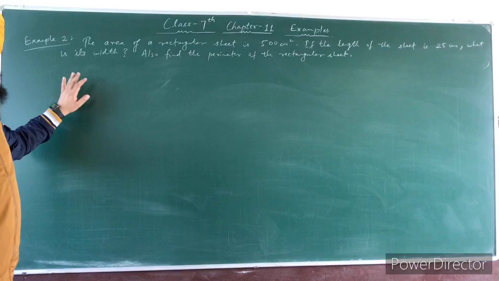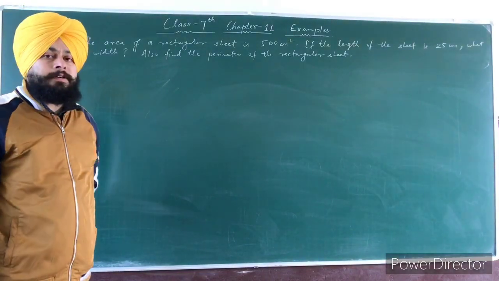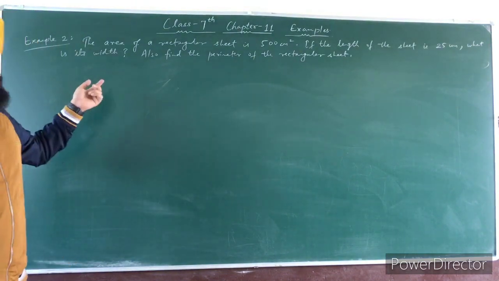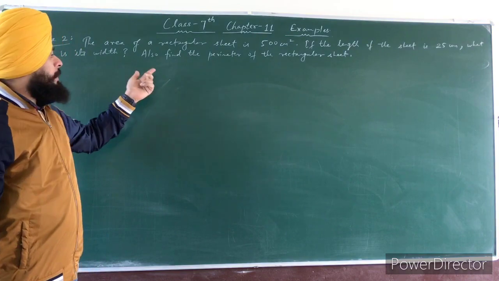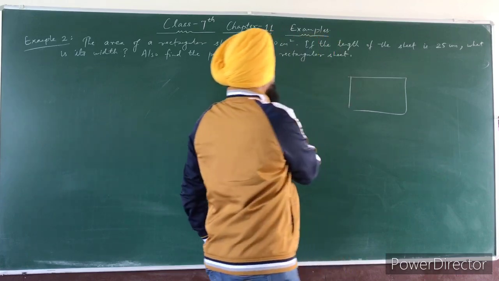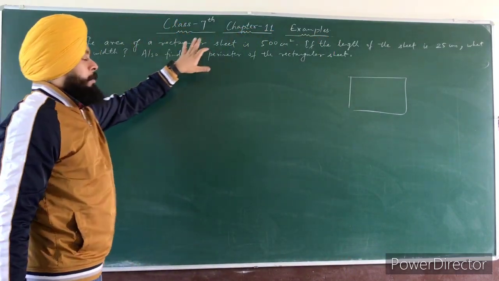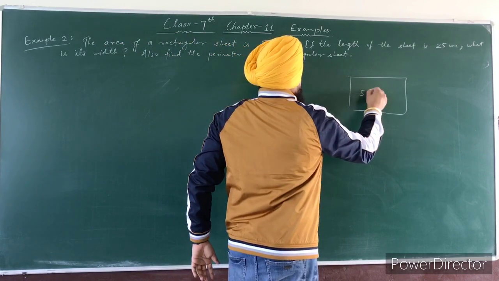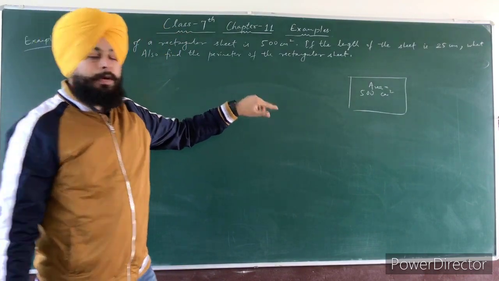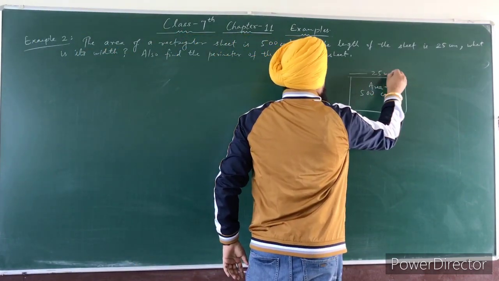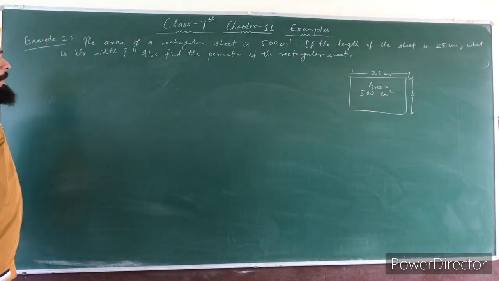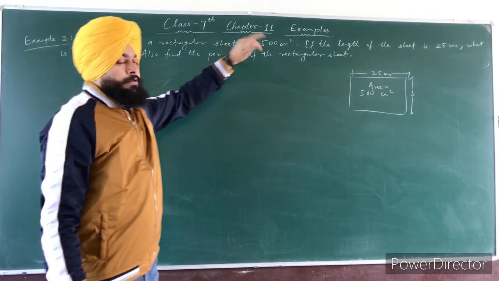Next, this is example number second. The area of a rectangular sheet is 500 centimeter square. If the length of the sheet is 25 centimeter, what is its width, or you can say breadth? Also find the perimeter of that rectangular sheet. So what is the question? The area of rectangular sheet is given, that is 500 centimeter square, and the length of this sheet is 25 centimeter. We have to find its width, and then we have to find its perimeter also.